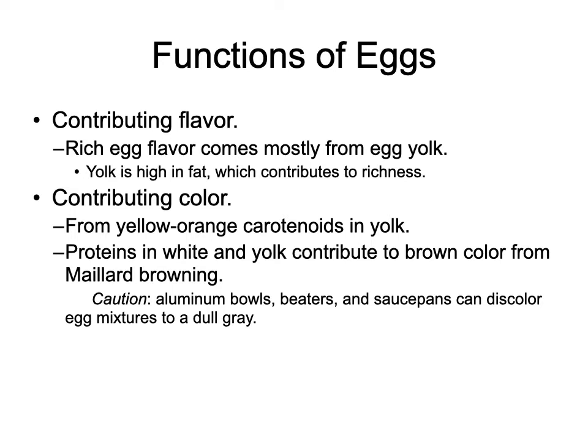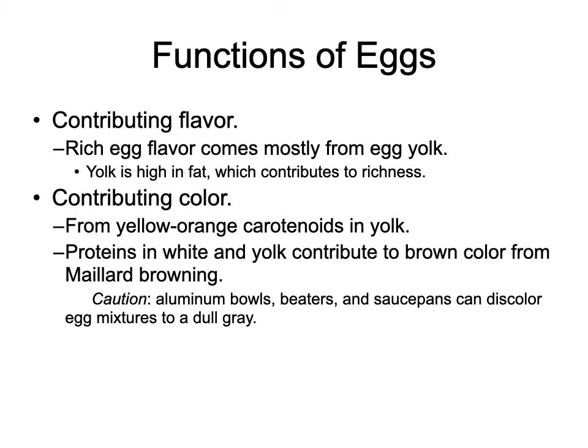Eggs do contribute flavor, and that's a good part of it. They contribute color from the yellow-orange carotenoid pigments in their yolks. The big difference between a yellow cake and a white cake is really yolks. A white cake doesn't have yolks in it, and a yellow cake has the yolks in it. Proteins in white and yolk contribute to brown color through Maillard browning, because the protein bonds with the sugars. Sugars give you that deep browning that we are looking for in many baked products.